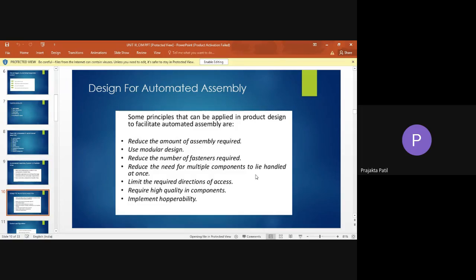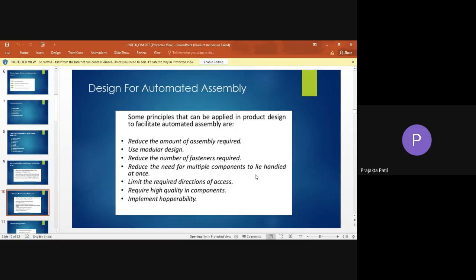And next is implement hopperability. As I said, we are going to study the part delivery system. So implement hopperability means what? What is this hopper? A hopper is a device which is used to feed the parts to the assembly station. It's a very important first step in the assembly system. It is a device which will help you feed the parts to the assembly system or the assembly stations. So the parts must be designed such that they are suitable for the hopper and must be able to flow easily. I will show you what a hopper is.